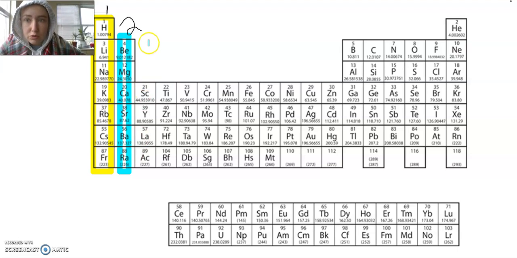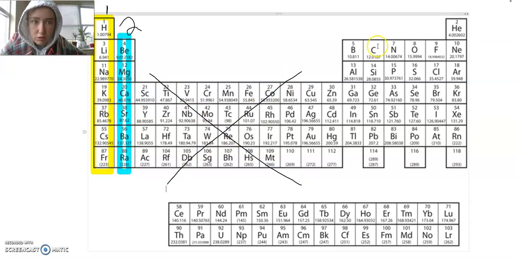Now, as we move over this way, remember in one of my previous videos I talked about how we're mostly going to be ignoring the transition metals when we're talking about these trends. We're going to skip all of this lower square right here. We don't care about it. I'm going to put an X over it or something so we know not to look at it. We're going to skip right over it, and go over here.